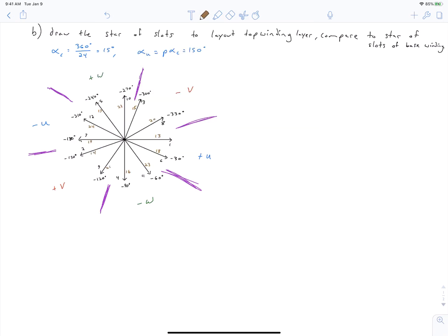So I've now got the star of slots for our full winding, and you can see that I've labeled the first layer of the star of slots in black, and I've put brown labels for the second layer. Then I've assigned the coil sides, so phase U in the positive direction belongs to coil sides 1, 6, 13, and 18 in the top layer, whereas phase U in the negative direction belongs to coil sides 7, 12, 19, and 24. And now we can compare this to the base winding.